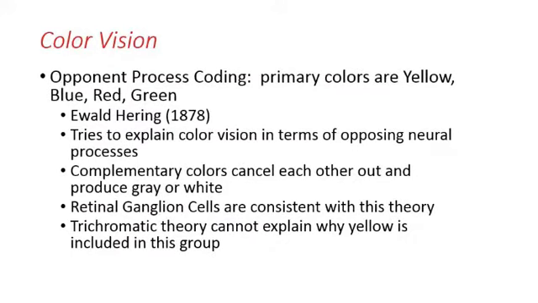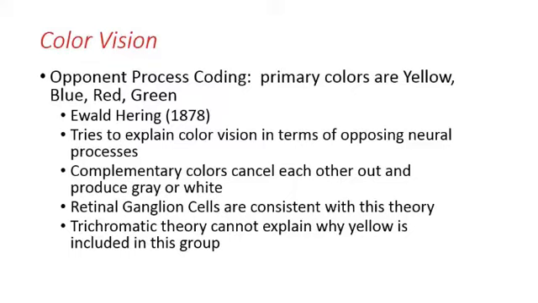Now there's a different theory of color processing called the opponent process theory of color perception. And in this opponent process theory, primary colors are yellow, blue, red, and green. There's 4 colors, not 3. So, because we can see yellow, how do we see yellow? And this would explain how we see yellow.